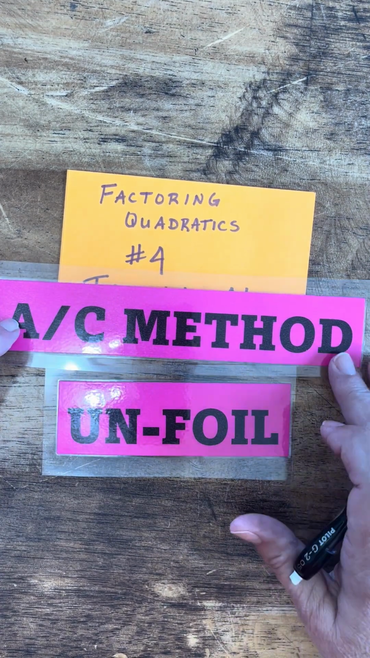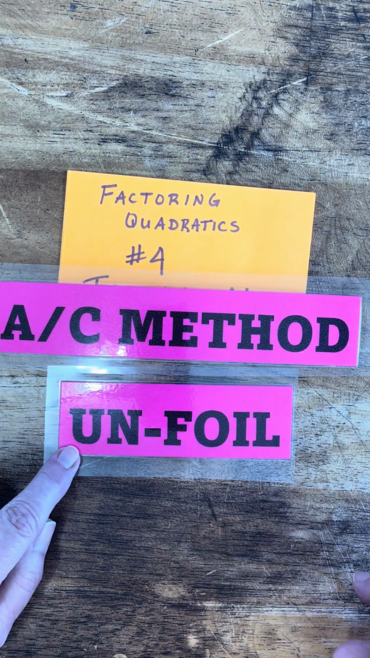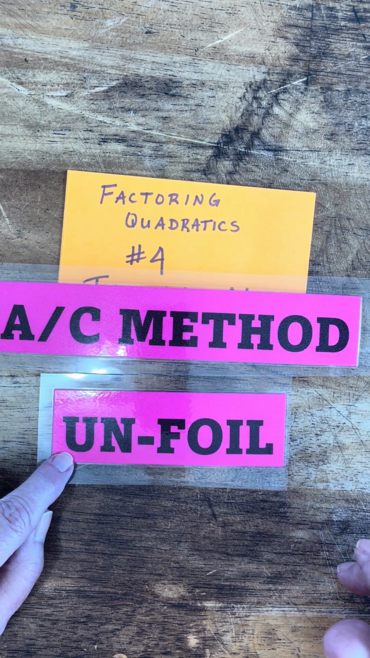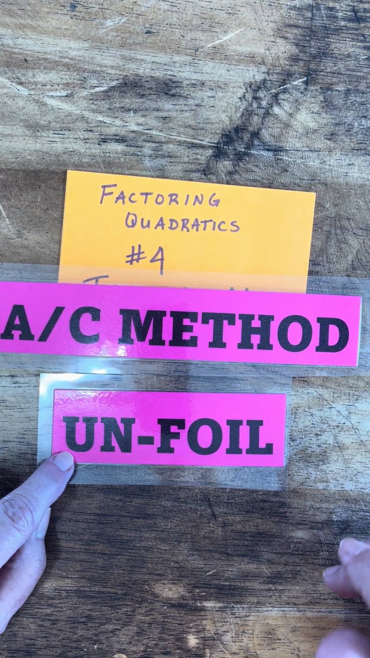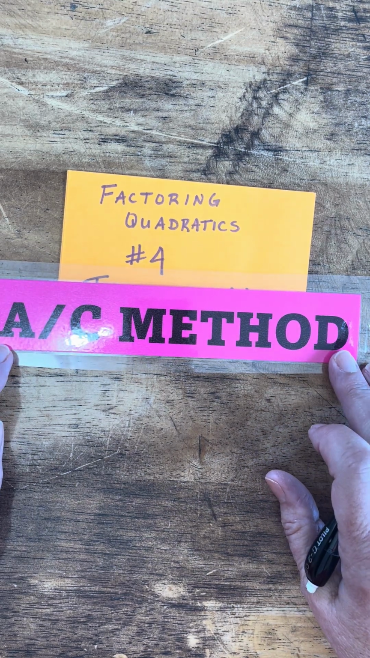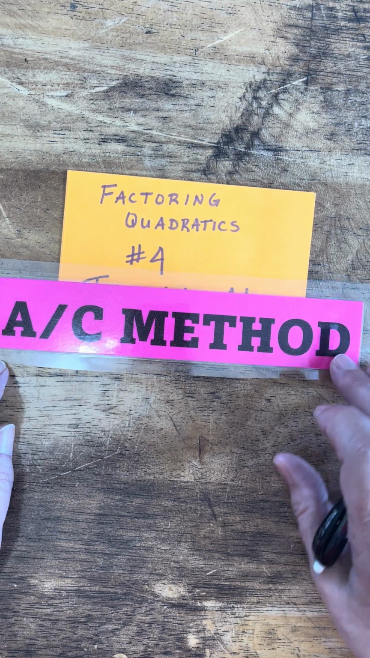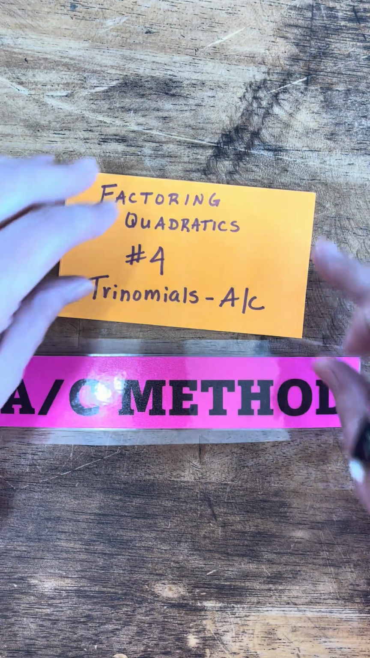We're going to look first at the AC method because it works for everything. The unfoil method only works for certain problems, but it is very convenient. So we'll look at that in the next video. But for right now, let's look at the AC method. Now you use this after you have looked for any greatest common factors, of course.